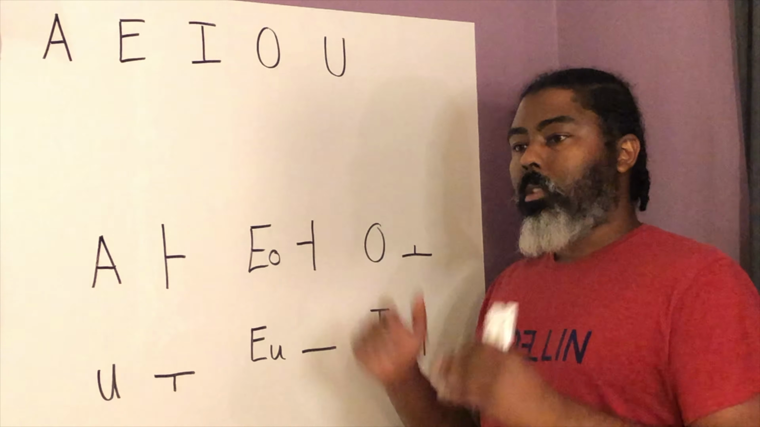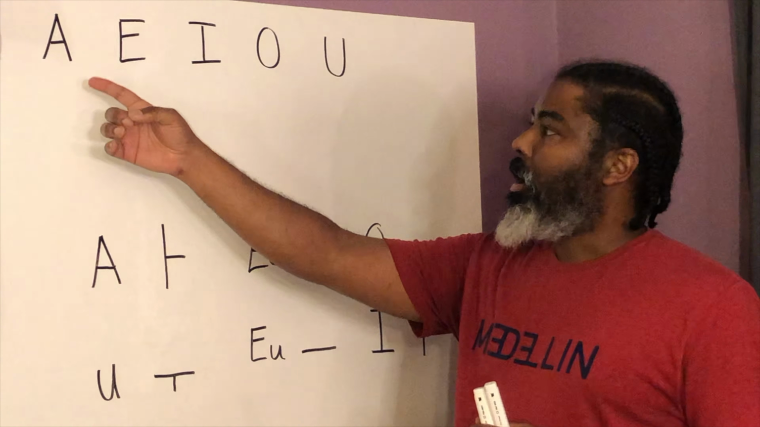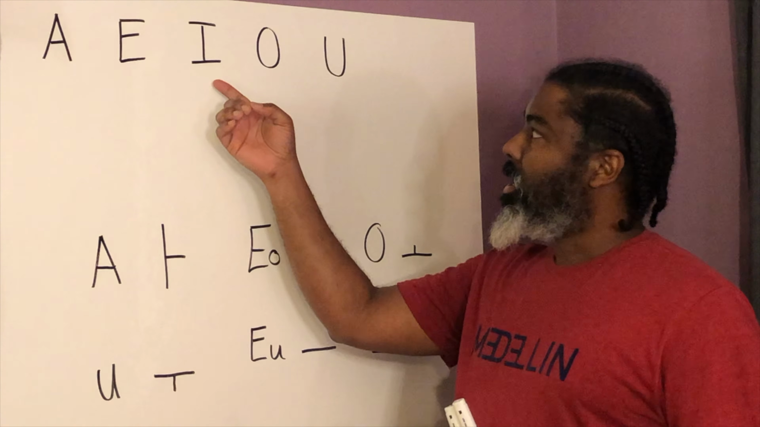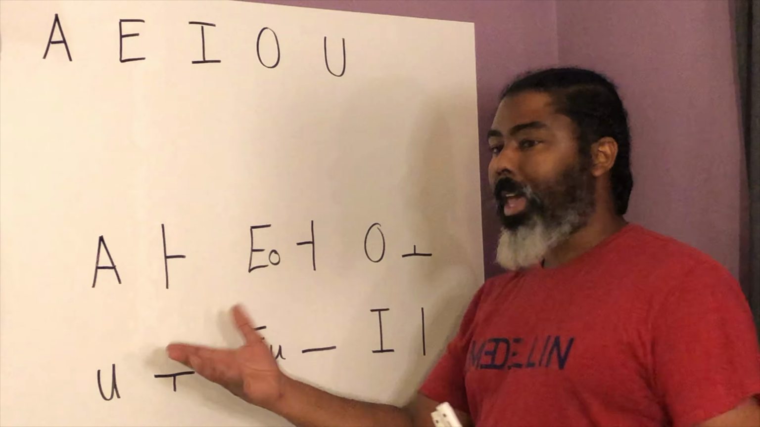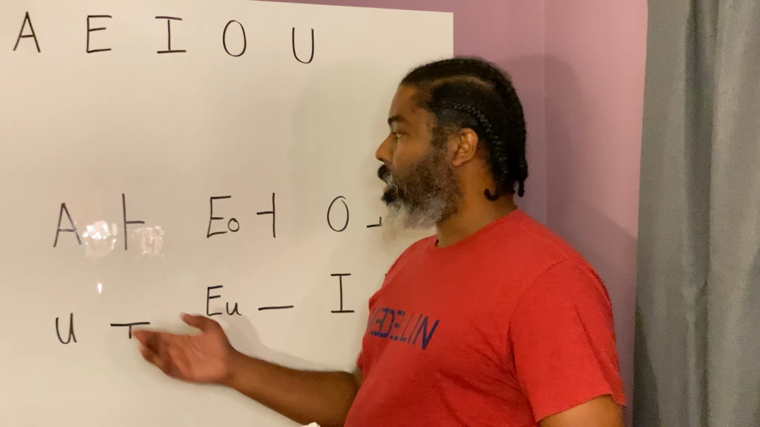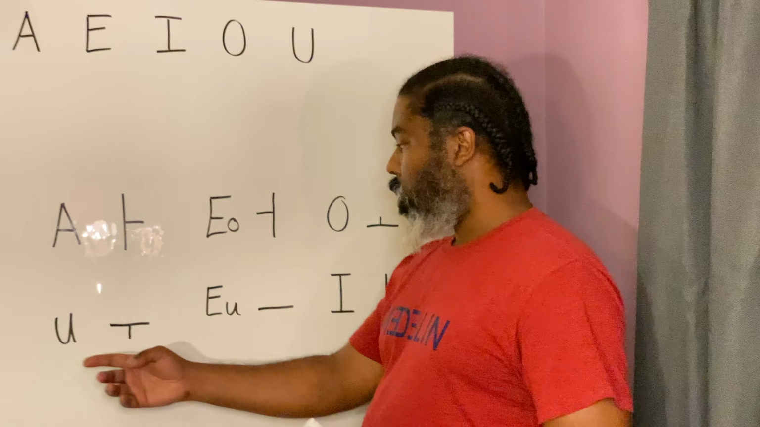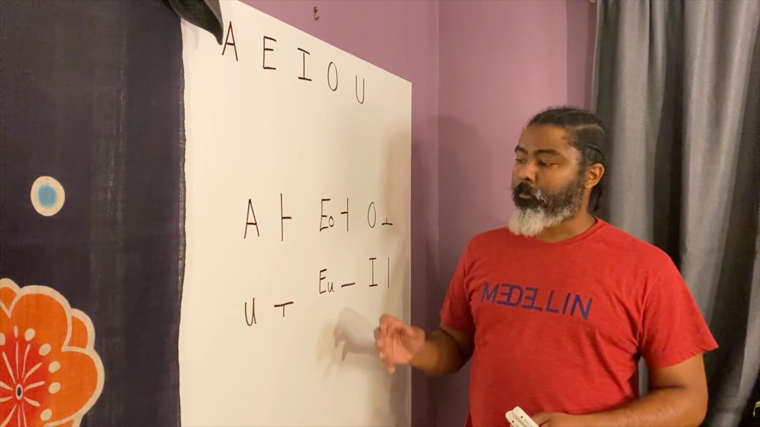How are these similar? Well, in English, we have basically the A, E, I, O, and U sounds. In Korean, we have a very similar sound structure, A, eo, O, U, and I, all right?